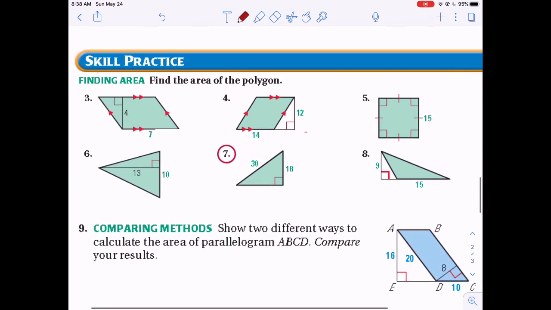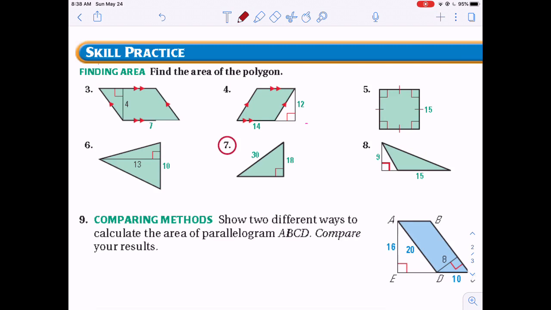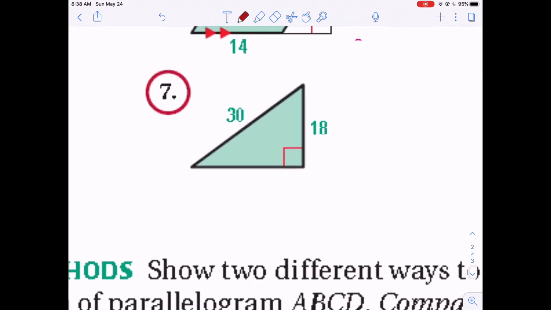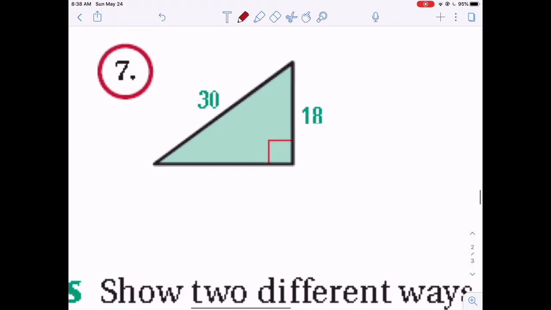All right, your homework's going to be these 6 problems here, but I'm going to give you a hand here. It's 3 through 8. Now, this number 7 here, again, they give you the height here, but they didn't give you the base. And this is a right triangle.